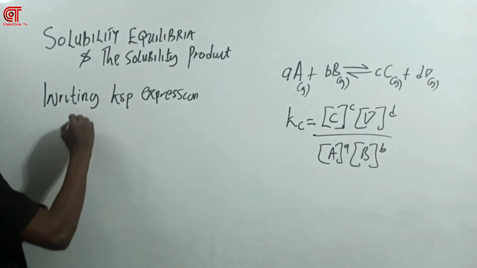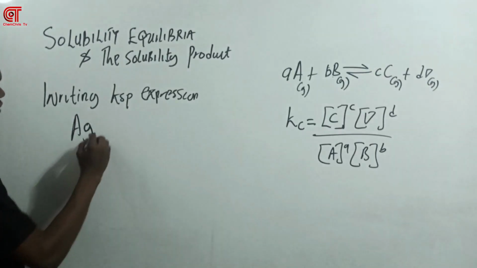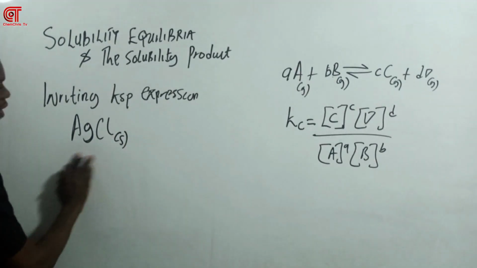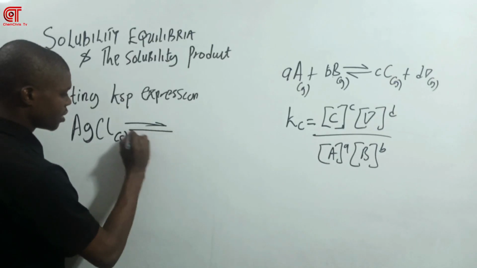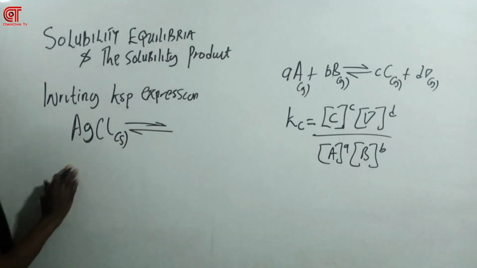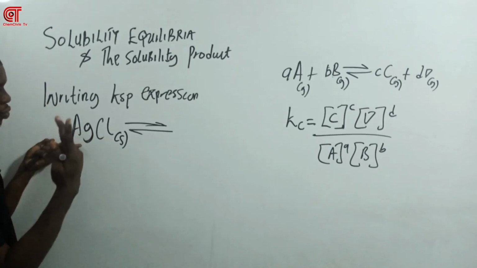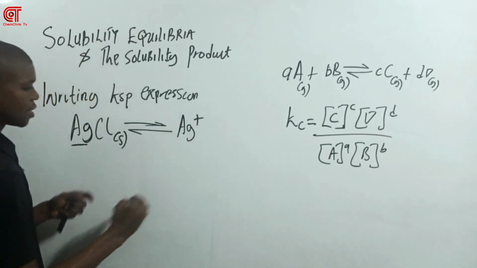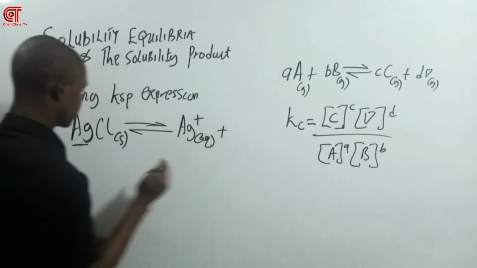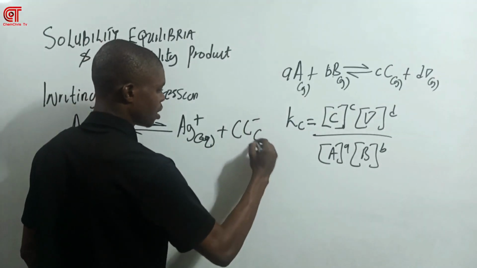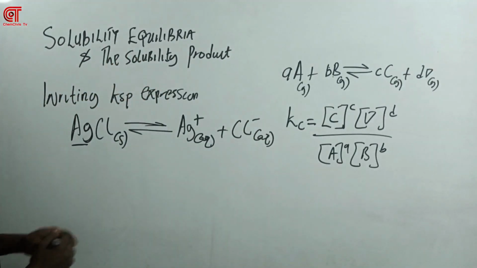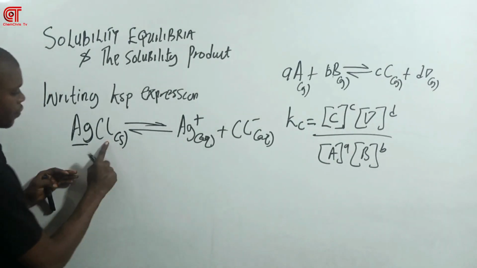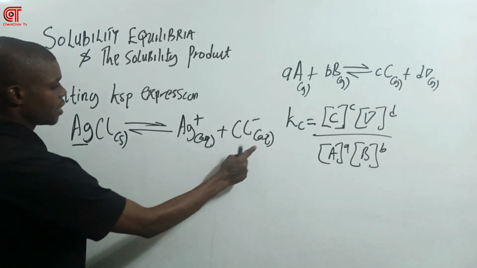A good example here is silver chloride, or silver(I) chloride, solid. Now it dissolves to form its respective ions. This salt is made up of two ions. The first one always forms a positive charge, plus the second one always forms a negative charge, so it's balanced. How many moles of silver do we have here? One. How many moles of chlorine do we have here? One.